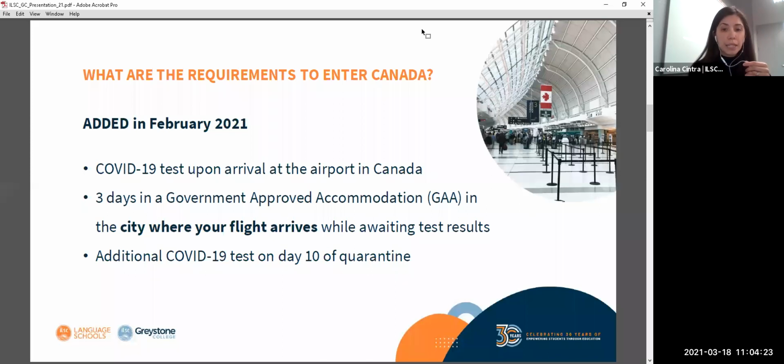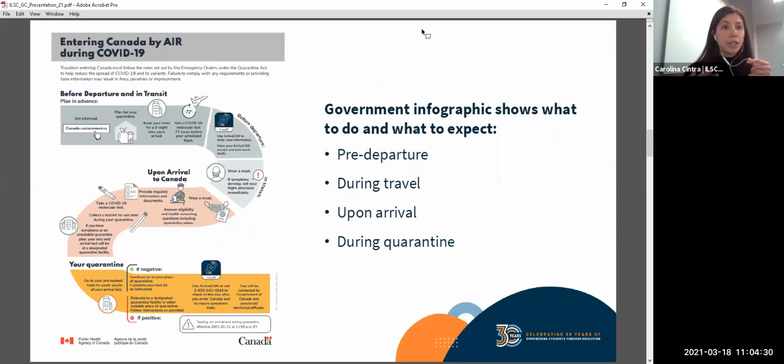So you are going to see on the next slide a very good infographic that the government of Canada provided to us, explaining all the steps that the students need to do before and then after they come to Canada. I'm just going to go over it quickly so you have a better idea what to expect, okay?